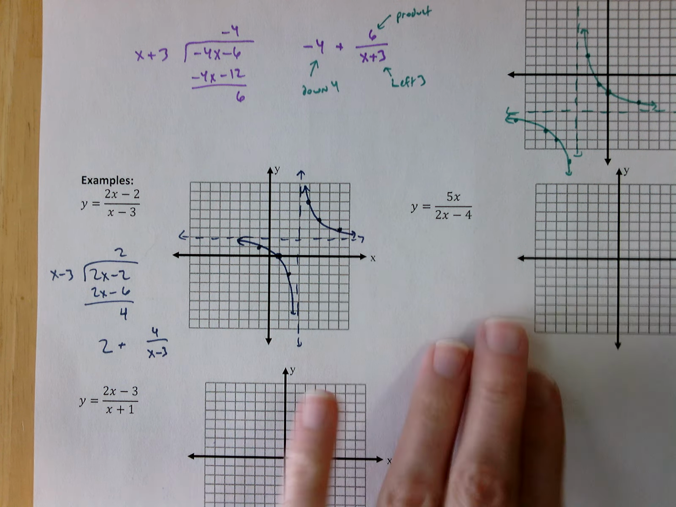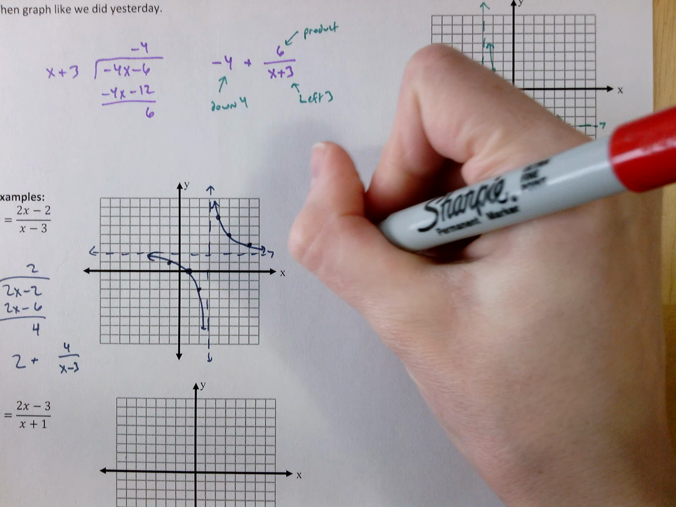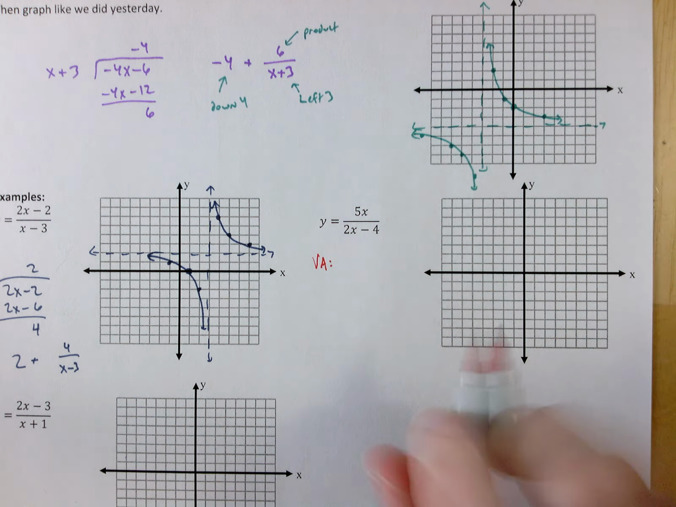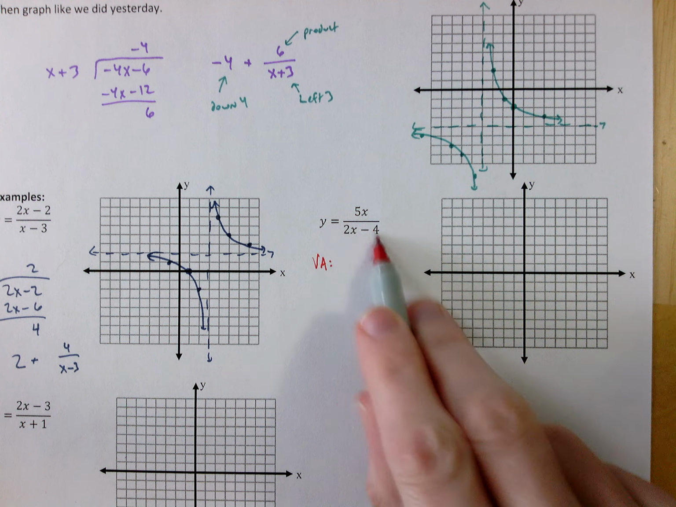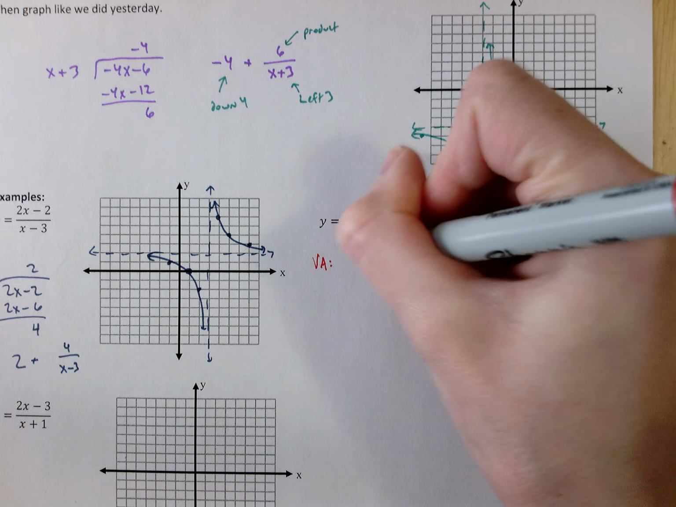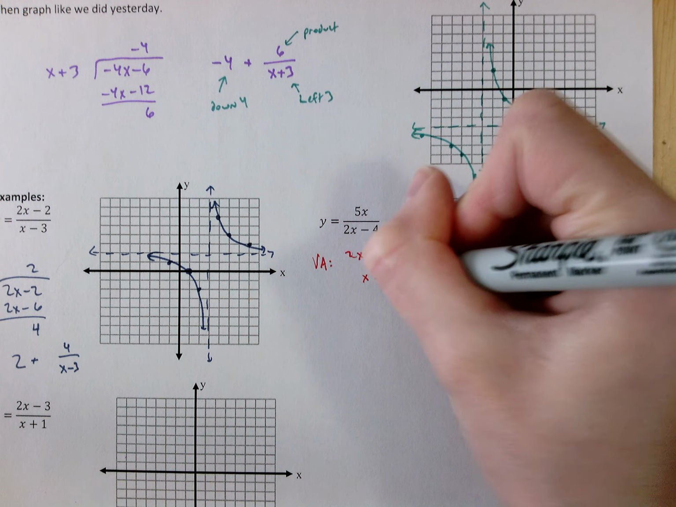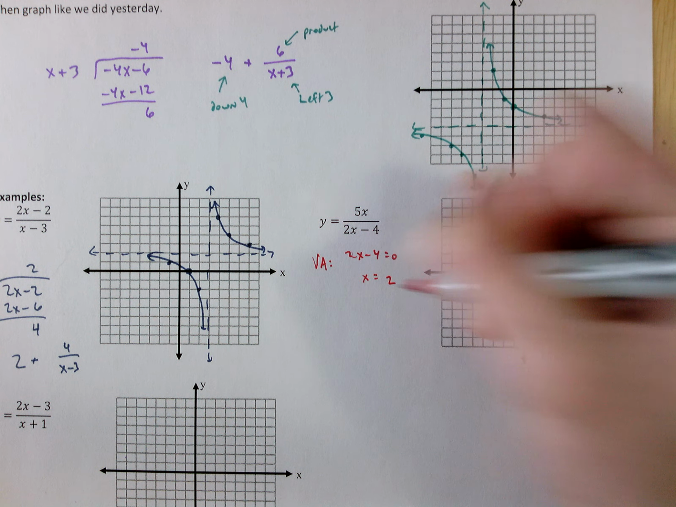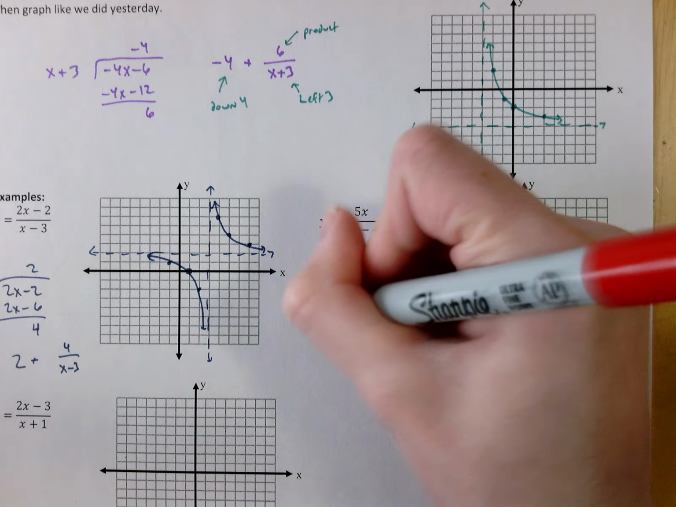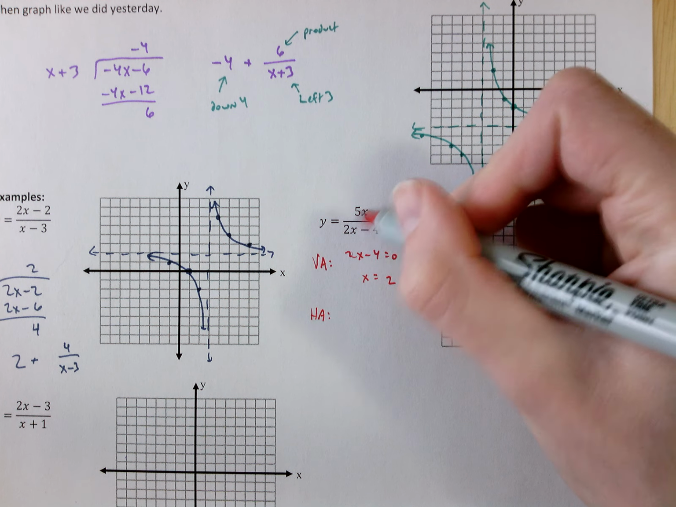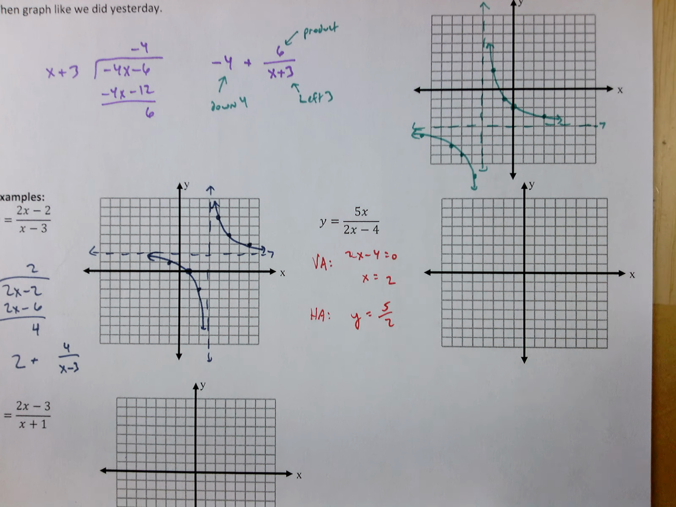Okay, but let's do this one using that first method just to compare. So the vertical asymptote you get by setting the denominator equal to 0, right? So I set this guy equal to 0. So 2x minus 4 equals 0. That's a quick solve. Add 4 to both sides, divide by 2, and we're going to get x equals 2 for our asymptote. The horizontal asymptote, that's the ratio of your coefficients. So it's going to be 5 over 2.